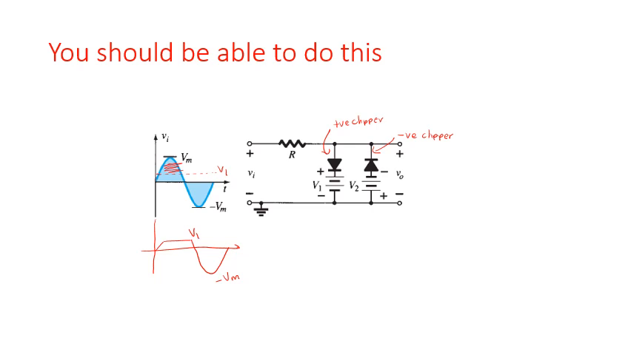Here I have V2. This is a negative clipper. This is minus, so I'm going to draw a line at minus V2. Once you draw this line at minus V2, it is a negative clipper, so it's going to clip out this part. So the only part that you're going to get at the output is the part that is there in between. So your output is going to look something like this. This is a really simple method for you to figure out what your output is going to look like.